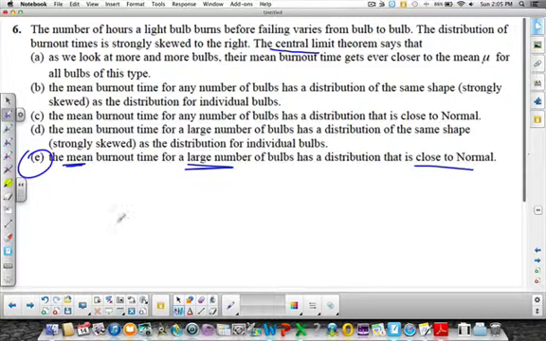So if we looked at all of those different means that you could have, as my sample size increases, that's going to get closer and closer to normal.